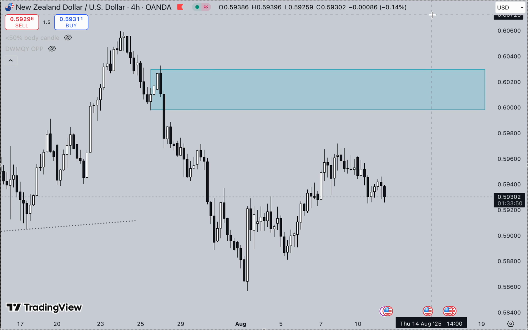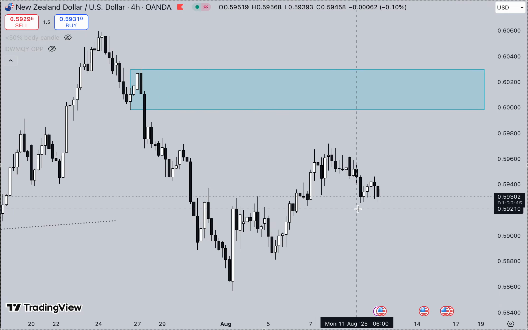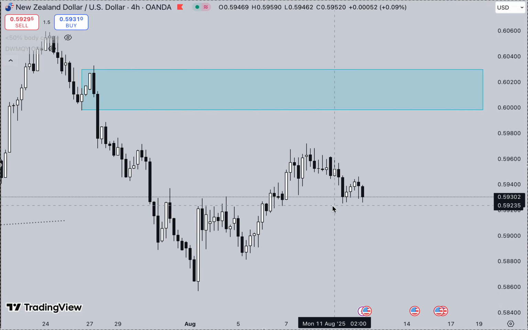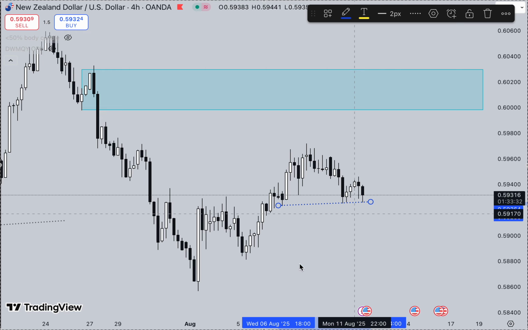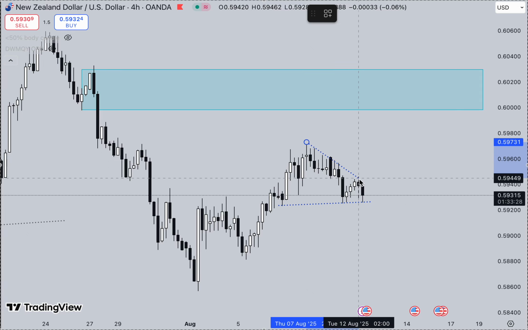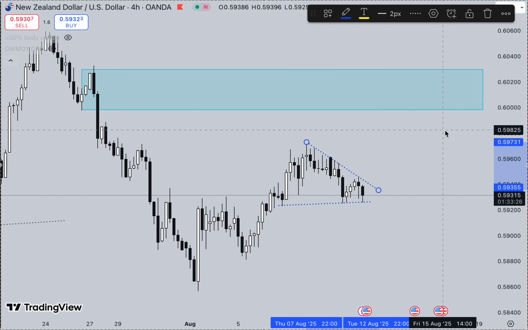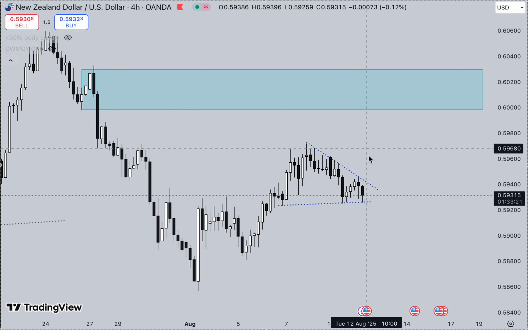For Aussie, for New Zealand dollar, you can see we haven't even grabbed liquidity right here. So for us, basically, we're still looking for this. We have this consolidation pattern. Right here, we're just consolidating. So we break out, then we test, then wherever it breaks out to either side, we follow the market.